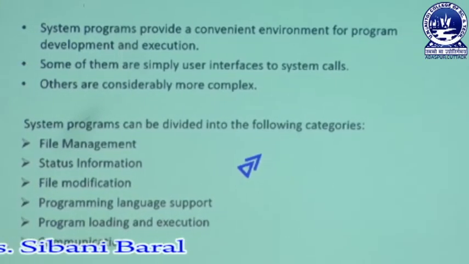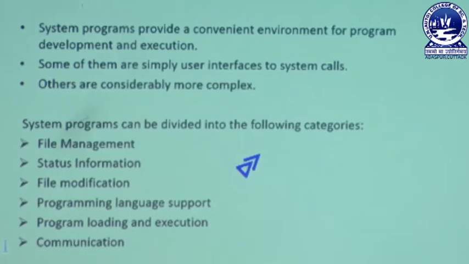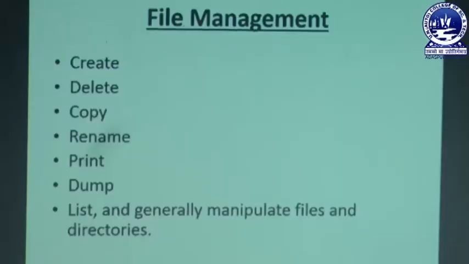The first one is file management, next is status information, next is file modification, programming language support, program loading and execution, and the last one is communication. So, have a look at file management. What is file management and how does it work with system programs, and how do we categorize a system program in the form of file management? First one being file management.